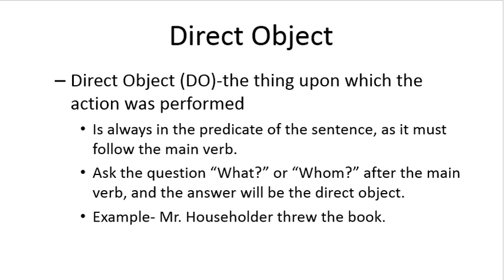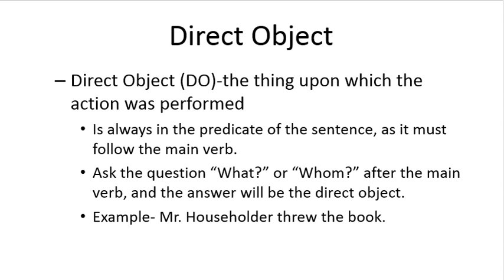A direct object is the thing upon which the action was performed. It is always in the predicate of the sentence, as it must follow the main verb. It has to. Ask the question what or whom after the main verb, and the answer will be the direct object. Mr. Householder threw the book. Threw what? The book. So the book would be the direct object. That noun phrase would be the direct object.